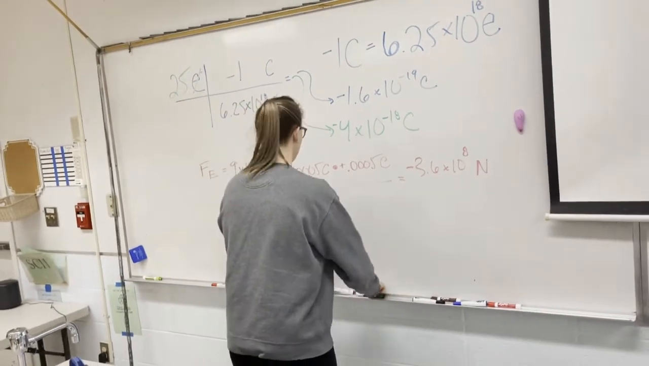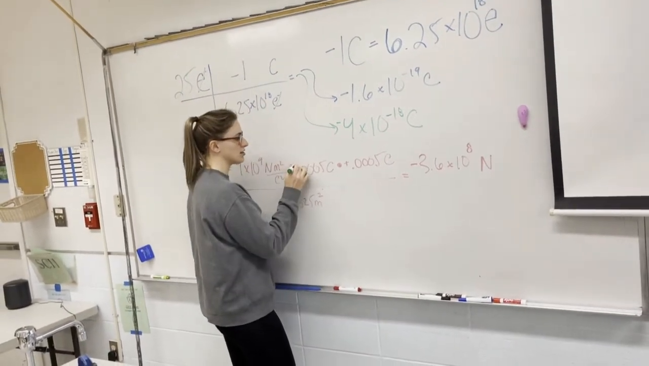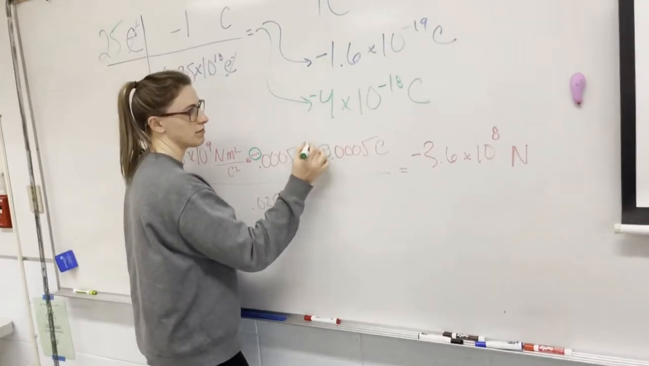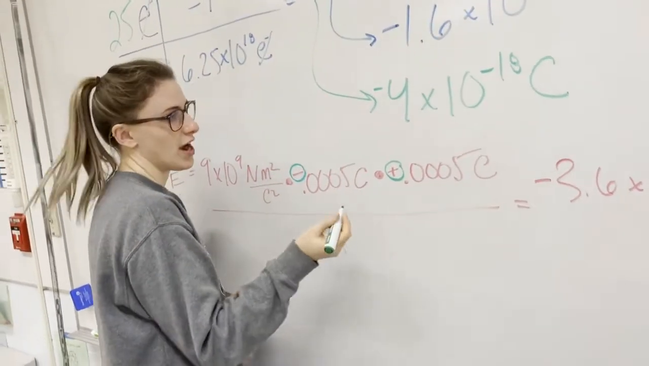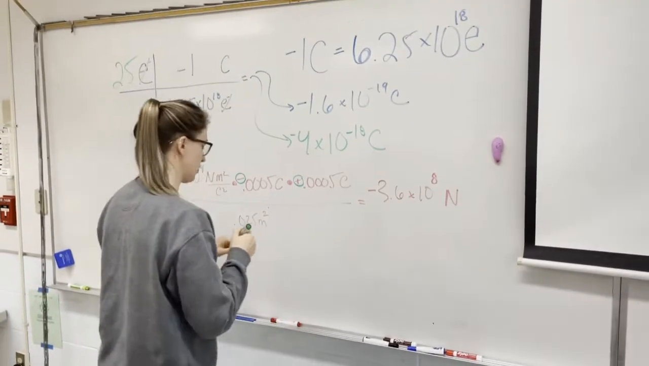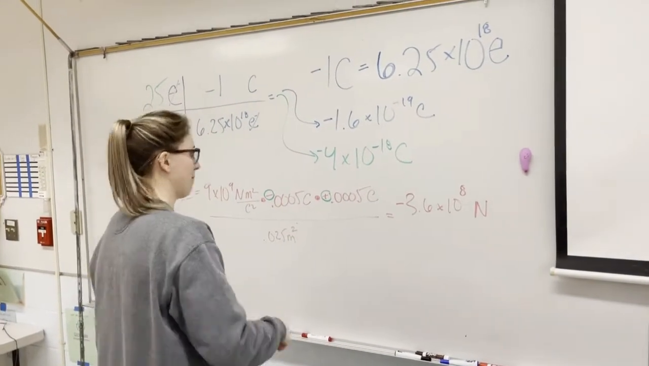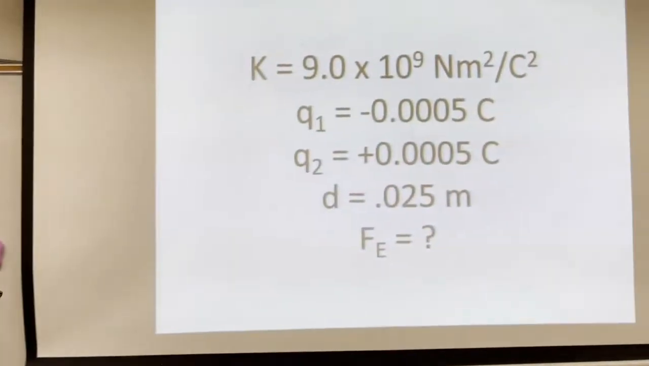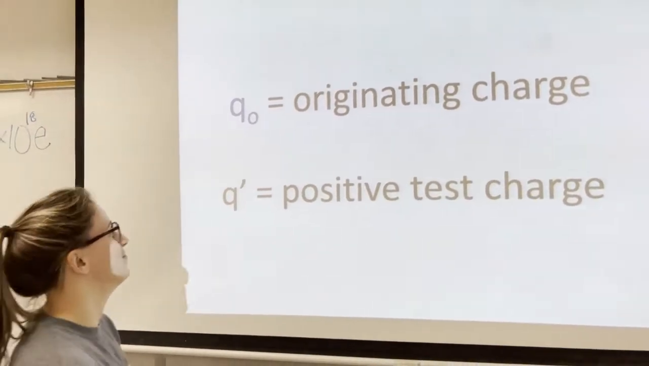So simple. What did Mr. Boykin say earlier? He said this is attraction. Why is it attraction? Negative times a positive. Opposites attract. Or we get a negative answer. We know a negative answer means attraction. And on to the next thing.